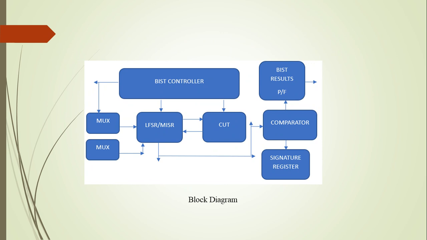Here we can see the LFSR and MISR combined together. We use a mux to select the functionality of this circuitry. Let's say the mux is equal to 0: the LFSR is activated, and when the mux is equal to 1, the MISR is activated.